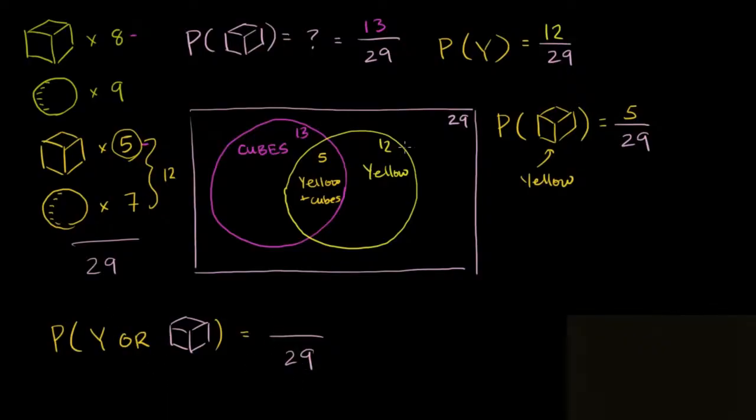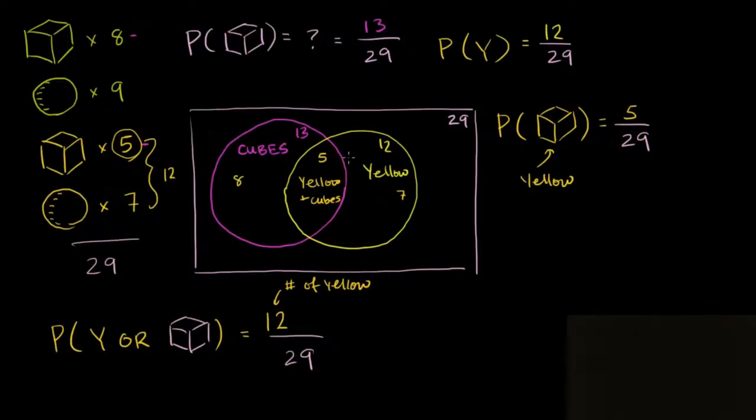Well, one way to think about it is, there's 12 things that would meet the yellow condition. So that would be this entire circle right over here. This is the number of yellow. That is 12. And then to that, we can't just add the number of cubes because if we add the number of cubes, we've already counted these 5. These 5 are counted as part of this 12. One way to think about it is there are 7 yellow objects that are not cubes. Those are the spheres. There are 5 yellow objects that are cubes. And then there are 8 cubes that are not yellow. That's one way to think about it.